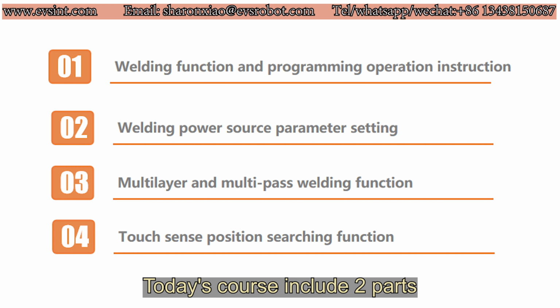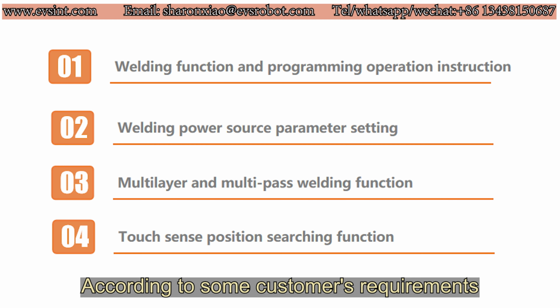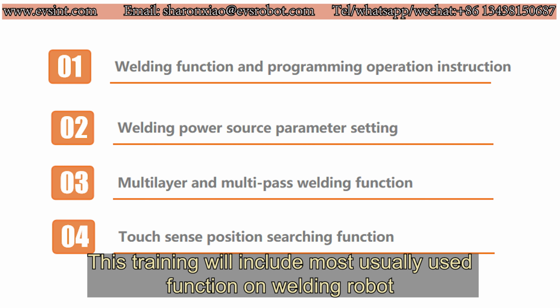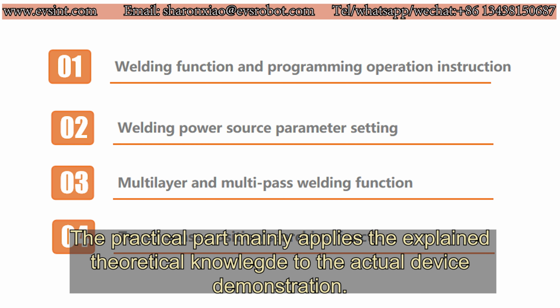Today's course includes two parts. The first part is special training for arc welding functions. According to some customers' requirements, this training will include the most used functions on the welding robot. The second part is the practical part. The practical part mainly applies the explained theoretical knowledge to the actual device demonstration.